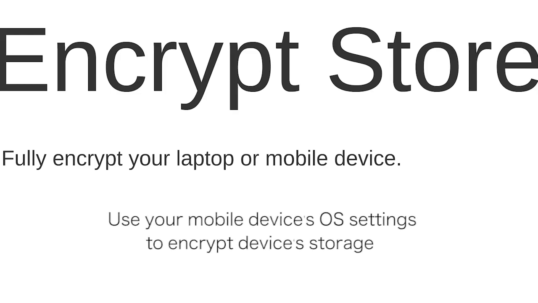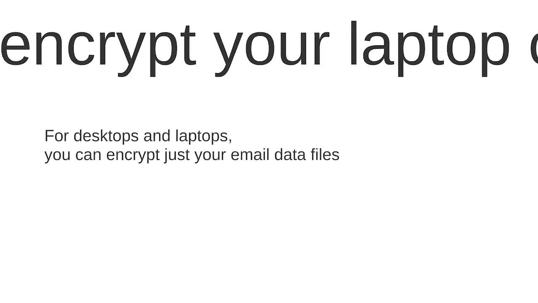For mobile devices, it's best to use an operating system that provides full device encryption by setting a PIN number or password to protect your email and other data as well. BlackBerry and iOS devices have offered this type of encryption for years, and Android, starting from version 3.0, also supports encryption options. For desktops and laptops, you can encrypt just your email data files if you prefer not to encrypt the whole computer.